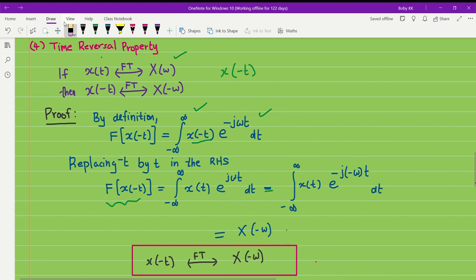Now if we compare it with the definition of the Fourier transform, this will be equal to what? X of minus omega, because e raised to minus j into minus omega into t gives X of minus omega. So the Fourier transform of x of minus t, the time reversal signal, is X of minus omega.